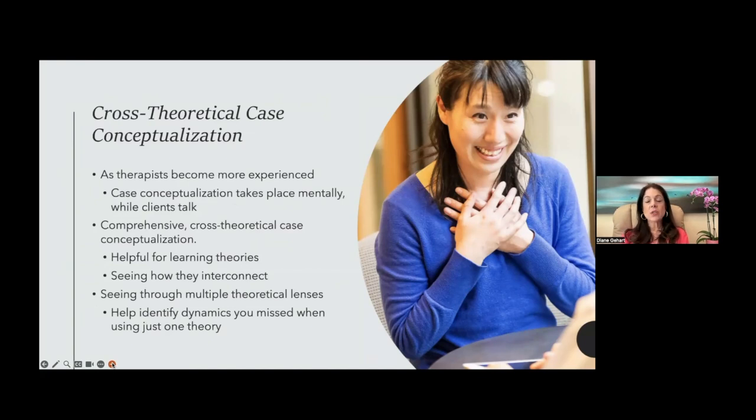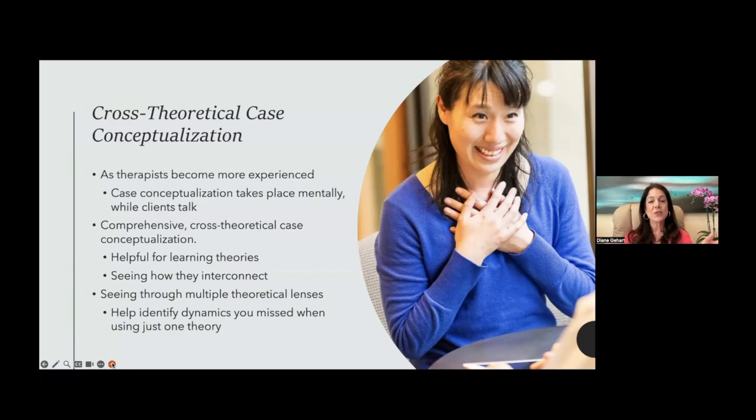So cross-theoretical case conceptualization. Usually case conceptualization is happening in your head. It's happening mentally, as clients are talking. And the real difference between a highly experienced clinician and a new one is that you get really quick and really fast at doing this over time. And this is why filling out a form like I am going to show you, which will take a lot of time the first time you do it, you'll be shocked. The next time you do it, it'll go a lot faster.